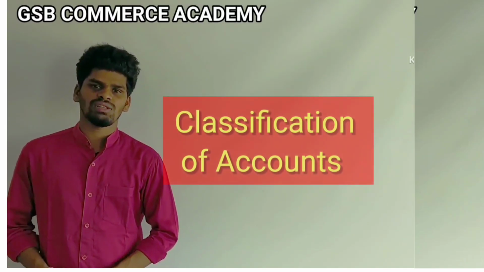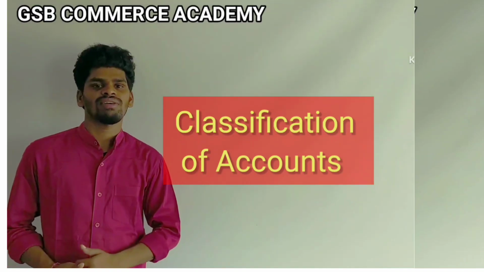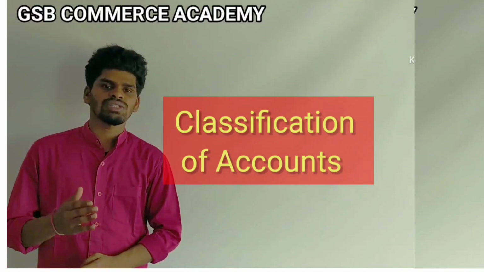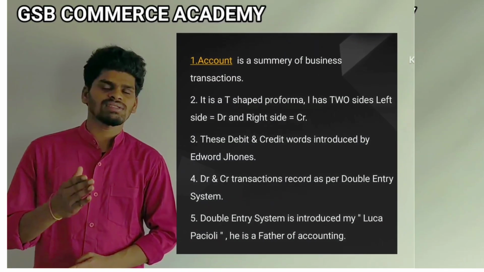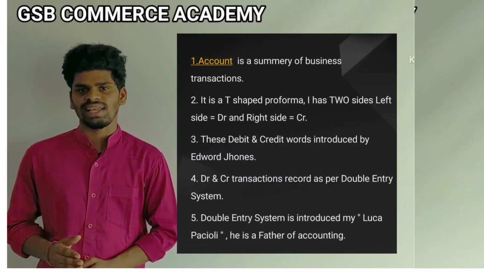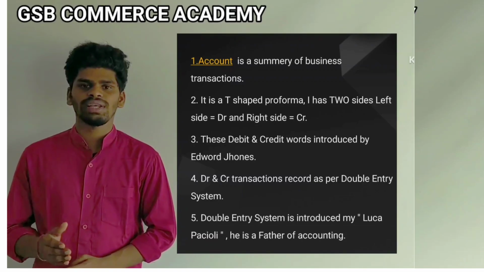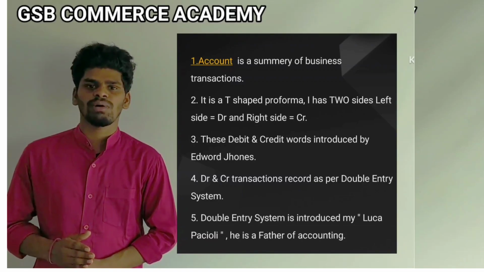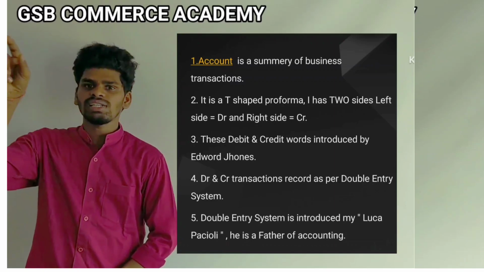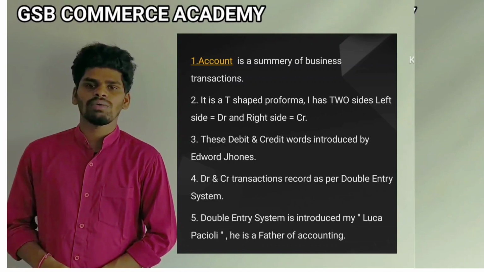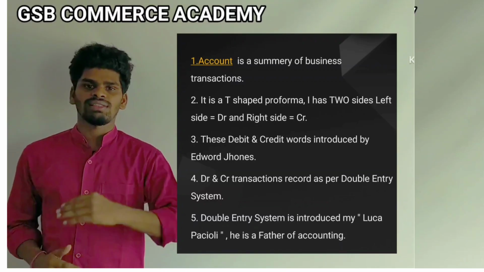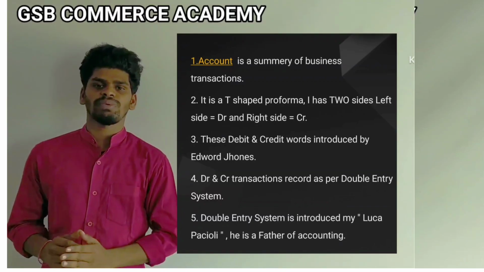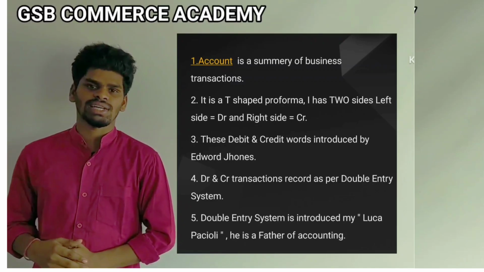Today, I would like to discuss the topic, the classification of accounts. So, first of all, what is the meaning of account? Account is a summary of relevant business transactions. And account is a T-shaped proforma. It has two sides, left side and right side. The left side equals all the debit aspects and the right side equals all the credit aspects.